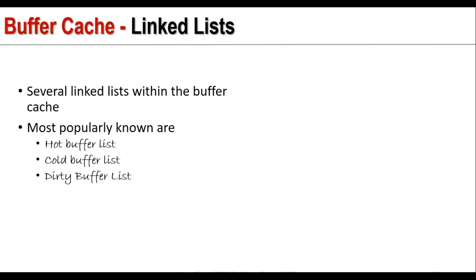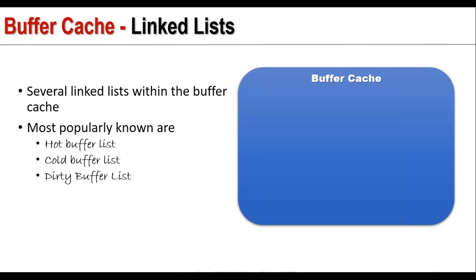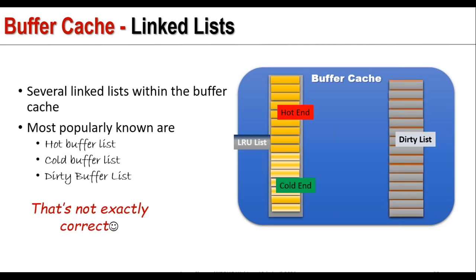Now, since we have talked about the buffer cache and the LRU and checkpoint queue, this is a kind of discussion which I do hear a lot, that a buffer cache contains a hot buffer list, a cold buffer list, and something called a dirty list. So what they say is that there is a buffer cache which is maintained by an LRU linked list, which has a cold end and a hot end, and it is maintained by an LRU mechanism.